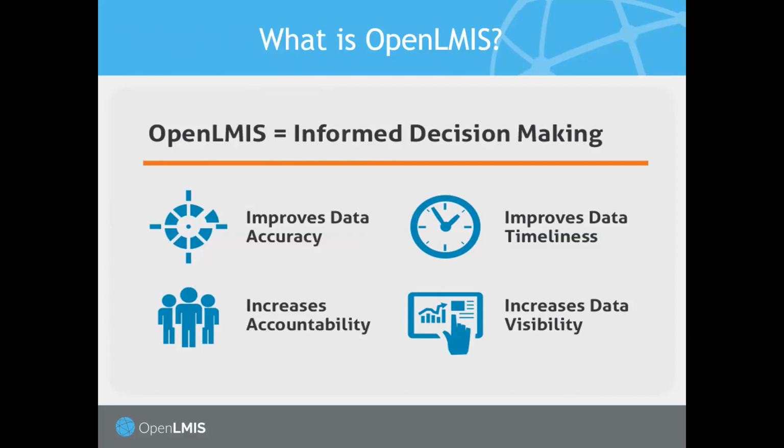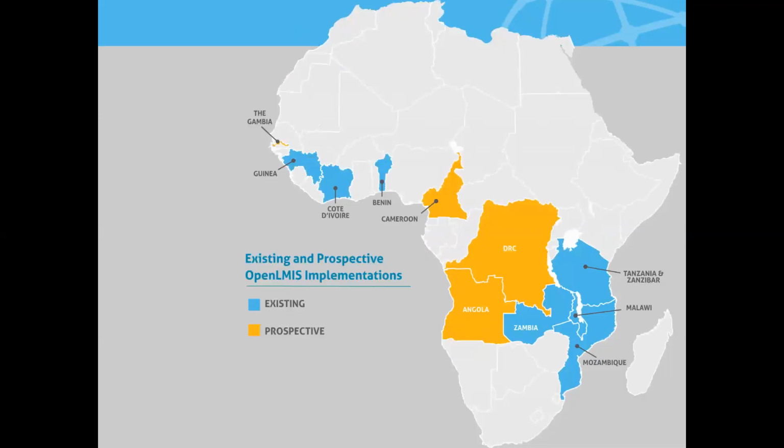And lastly, and probably most importantly, the overall effect of OpenLMIS is to increase data visibility. It ensures that decision makers at all levels of the supply chain know what their stock levels are, where they're too low and risking stockouts, and where they may be too high and risk expired products. And having this information digitally at people's fingertips allows decision makers to be able to react quickly and respond appropriately to optimize their supply chains.